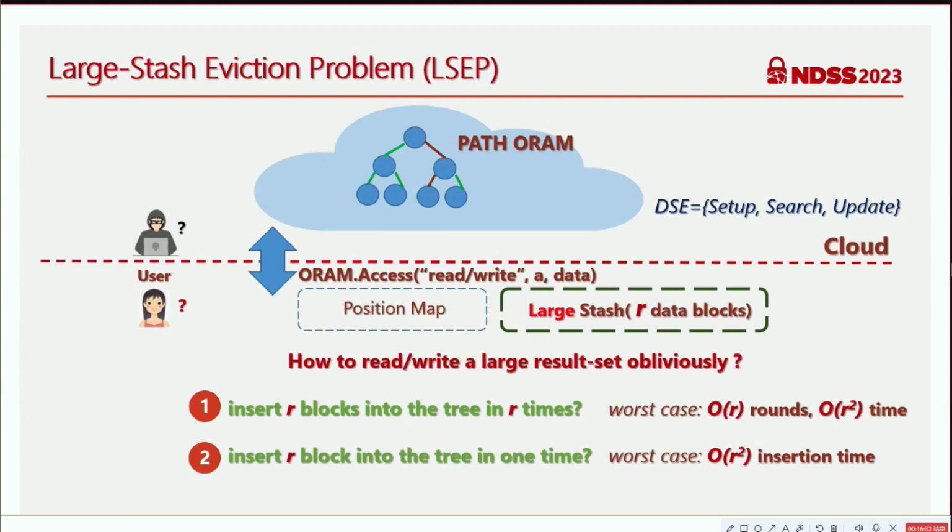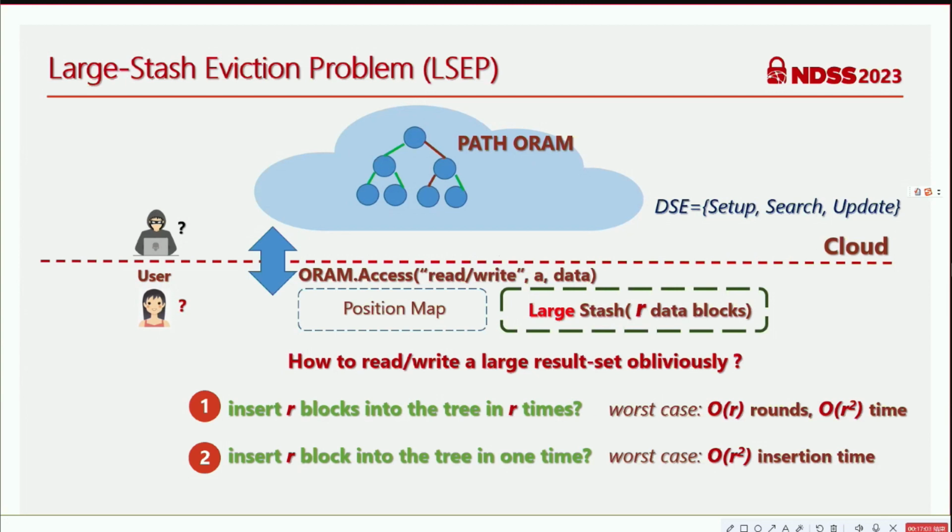In short, it is stated as follows: how to evict a large data block stored in the stash obliviously and efficiently. That is, when we obliviously insert or delete a large result set, we should re-encrypt and evict the blocks stored in the stash.